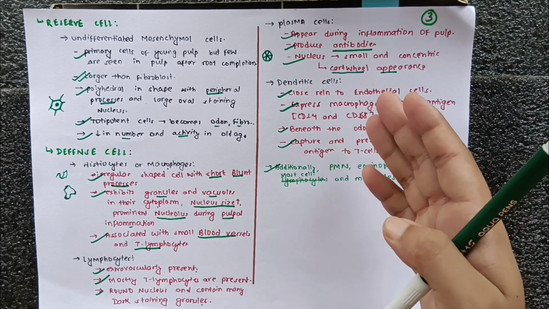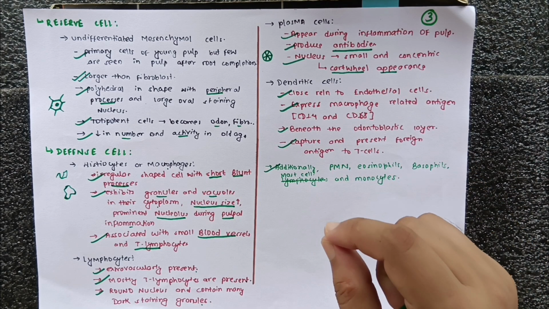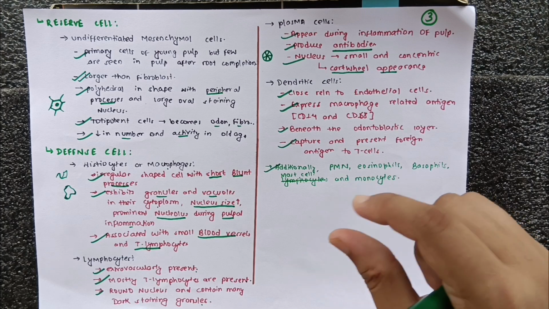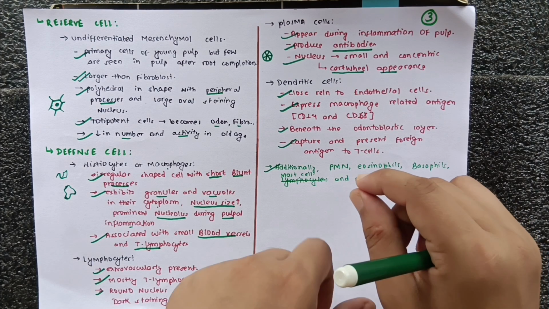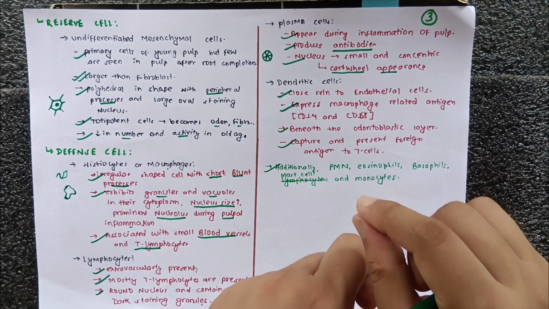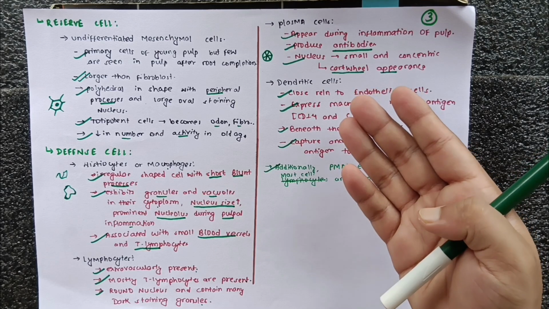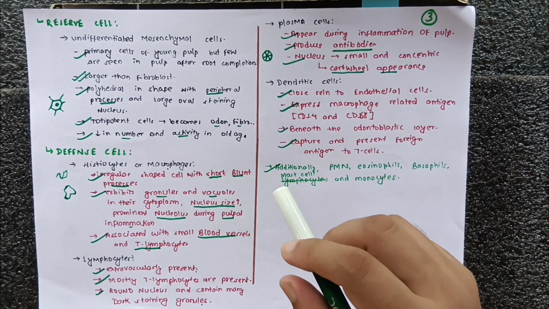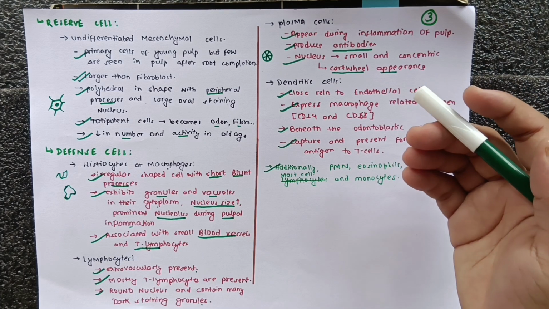After that, the plasma cell has a cartwheel type of nucleus, and its main function is to secrete the antibodies. The main function of the plasma cell is to produce the antibodies. The B lymphocyte changes into the plasma cell, particularly B lymphocyte, and they secrete the antibodies.